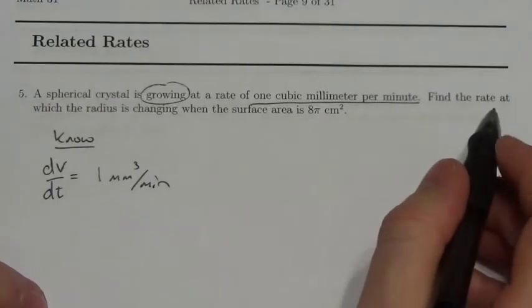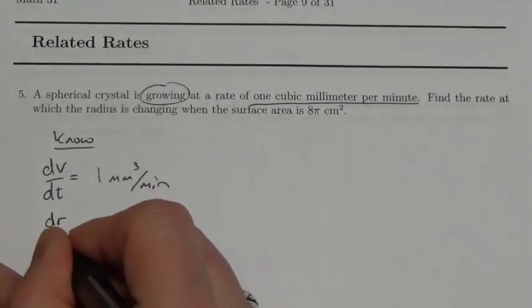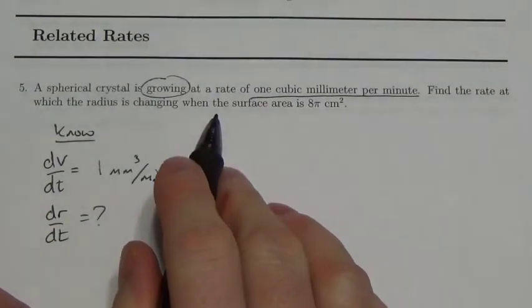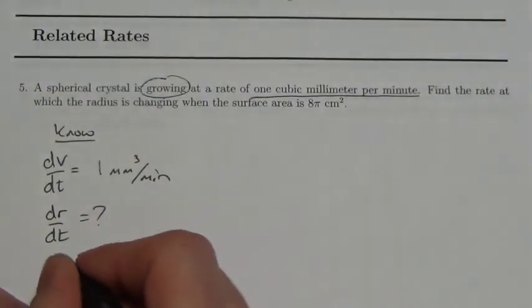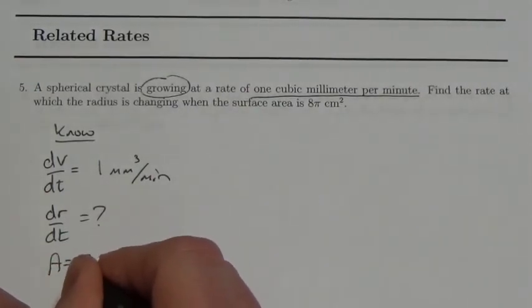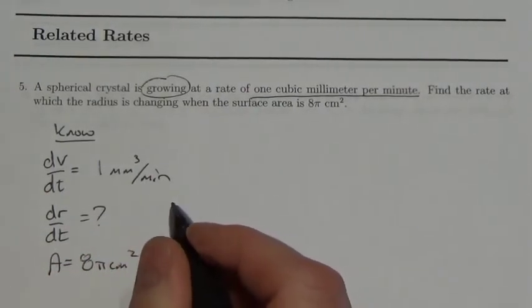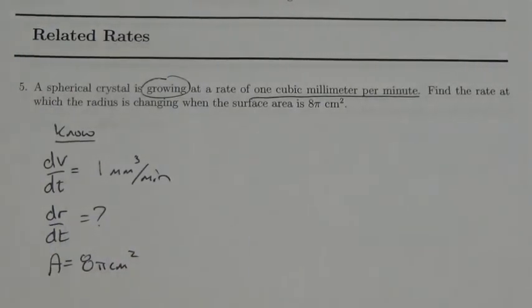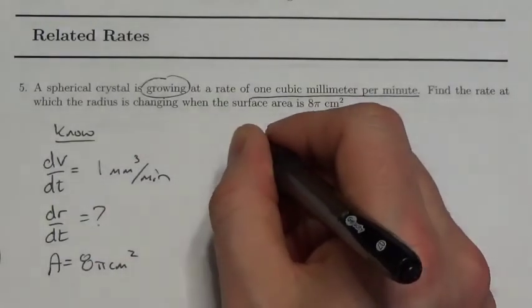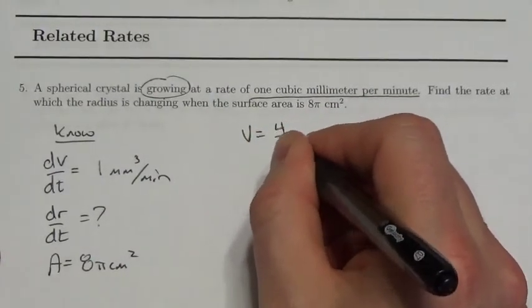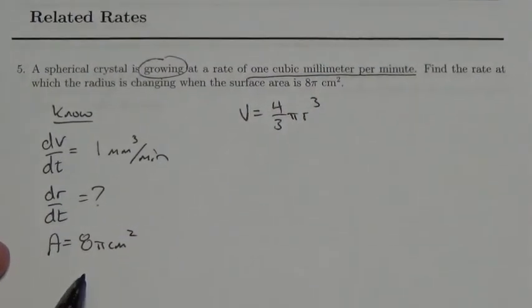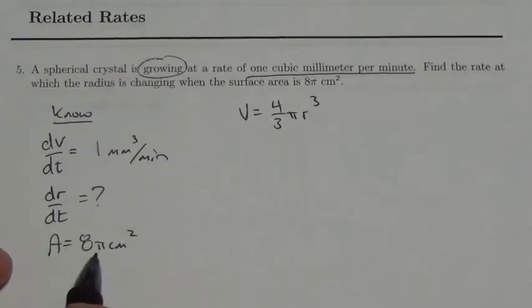Okay, we want to find the rate at which the radius is changing. So we are looking for dr by dt. Don't know what that is, but we're looking for it at the specific moment when the surface area is 8 pi centimeters squared. Now, I need a relationship between radius and volume, and I already know what that is. I know that my formula here will be 4/3 pi r cubed.